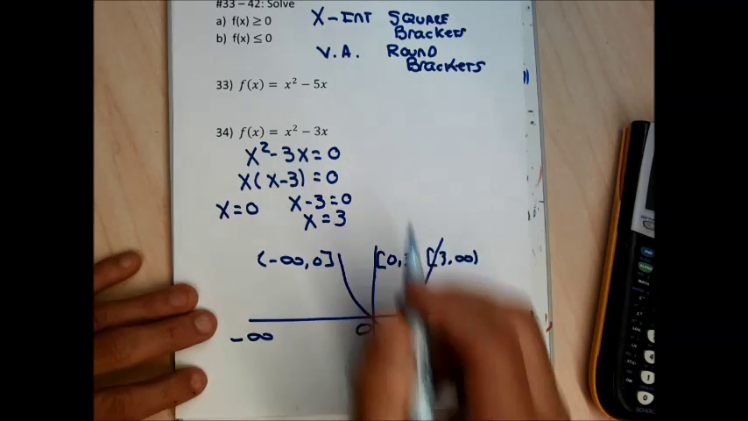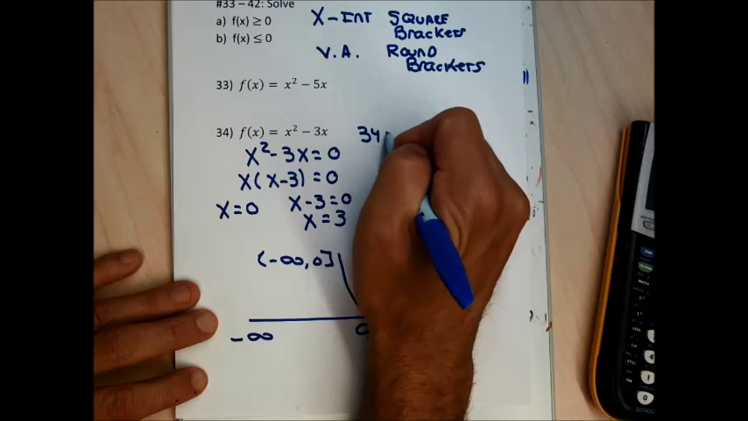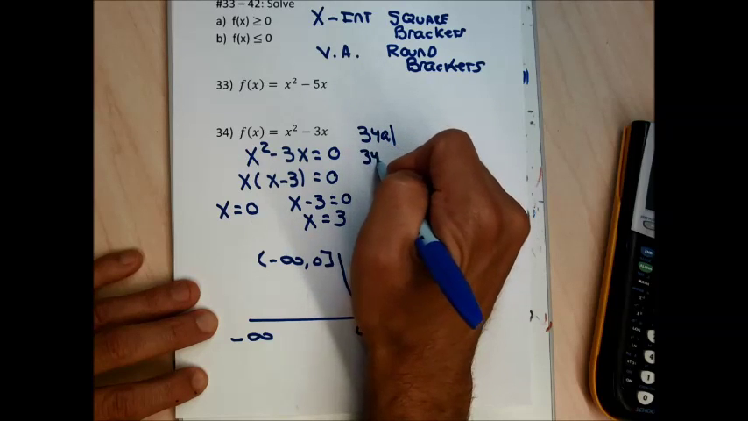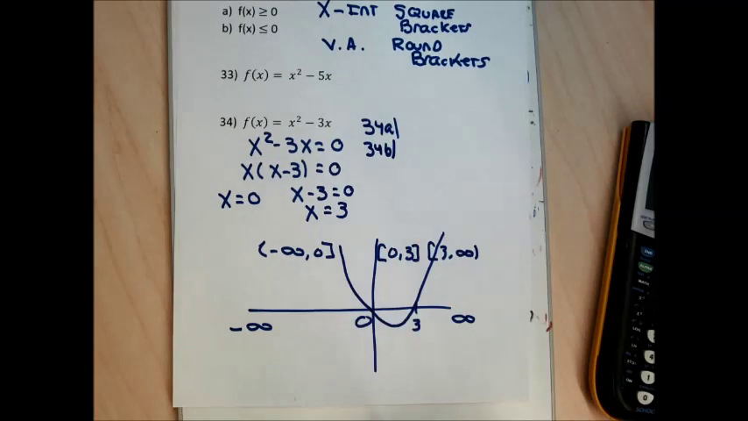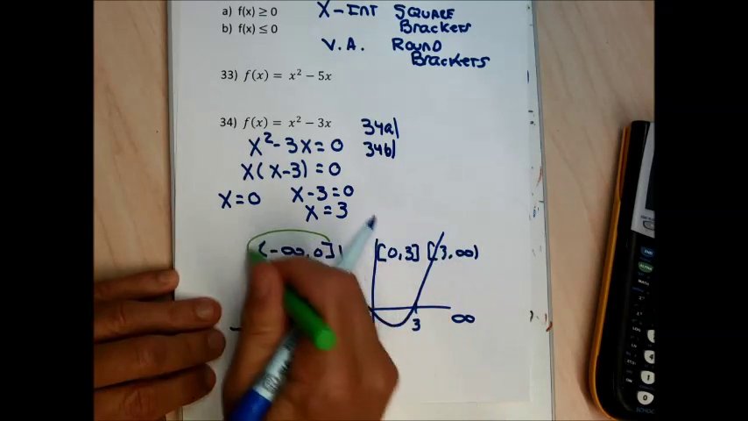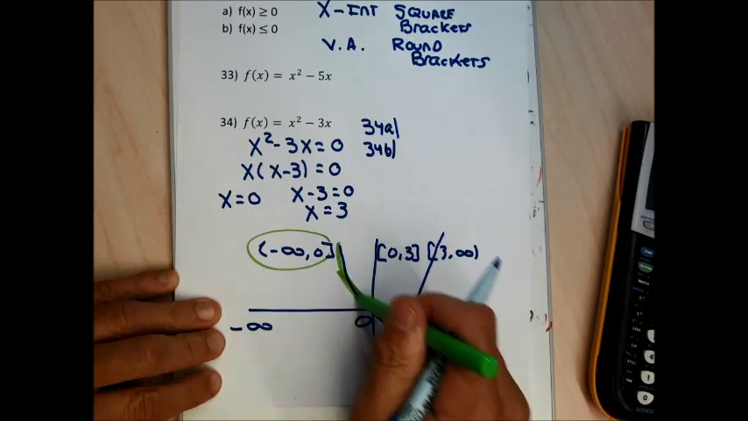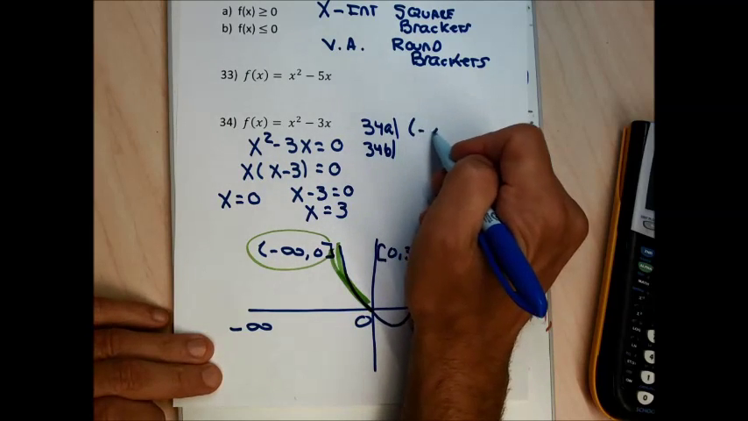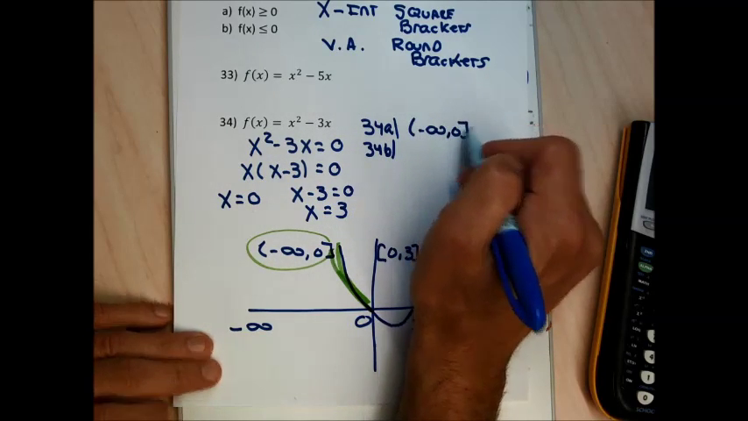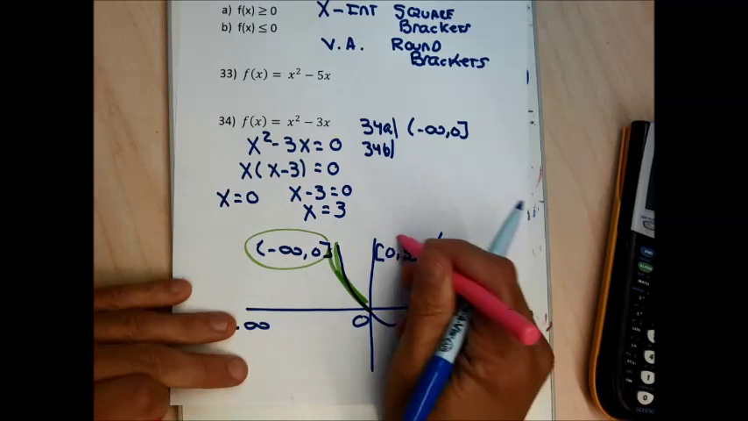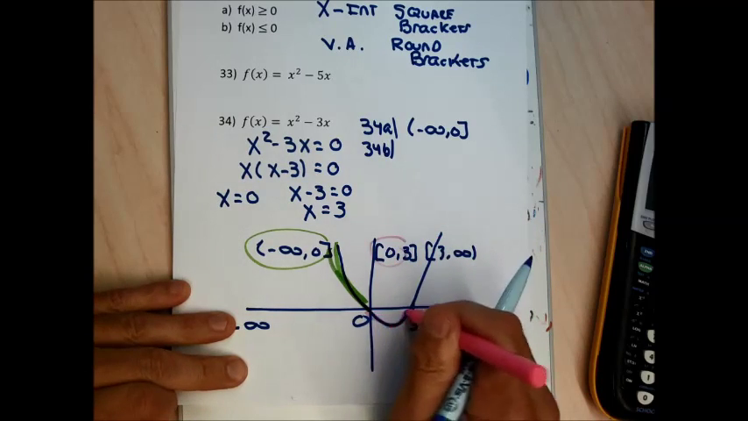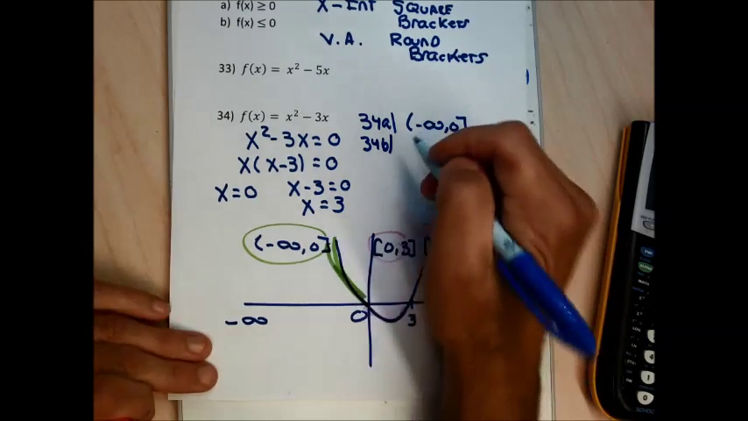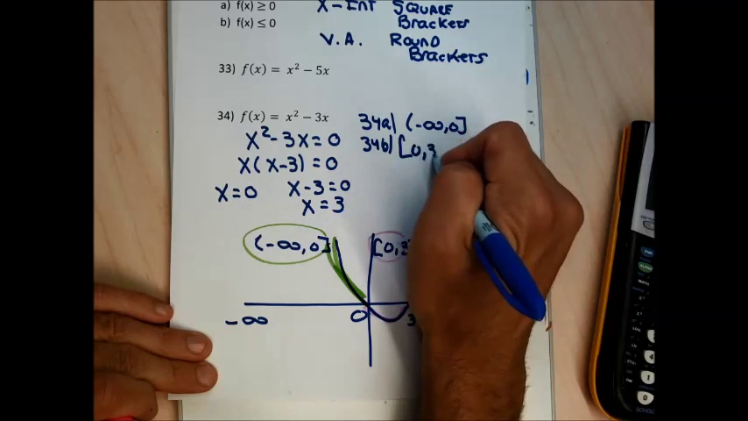Now when I go to answer part 34A and 34B, I'm just looking for the regions above and beneath the x-axis. 34A, the first interval, corresponds to that portion of the graph which is above the x-axis, so that goes in part A. The middle interval corresponds to this portion of the graph which is beneath the x-axis, so that goes in part B.